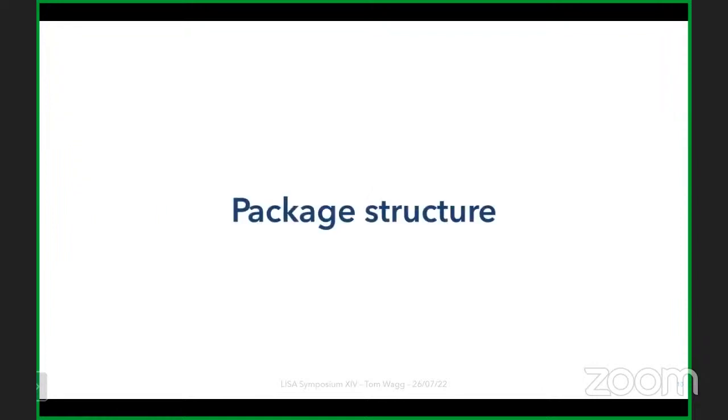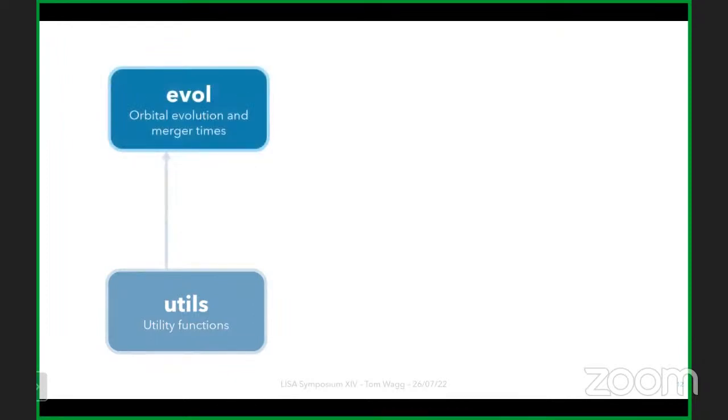So I'm just going to tell you a bit about the structure of the package. It's built up of 7 different modules, and I'll give you a quick map of what they are. First, we've got your simple utility functions, things like that GN of E function we saw before, the relative power in different harmonics. That feeds into more important modules, such as the evolution module. This can do any sort of orbital evolution due to gravitational wave emission, and it can also calculate merger times. That's fine for circular and eccentric systems. It can do both of those.